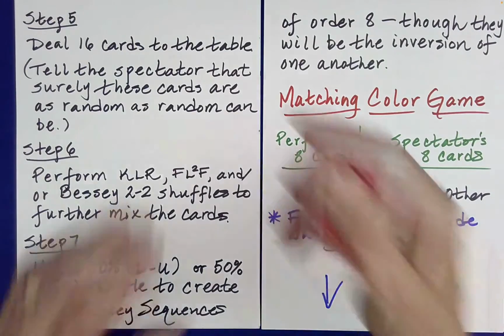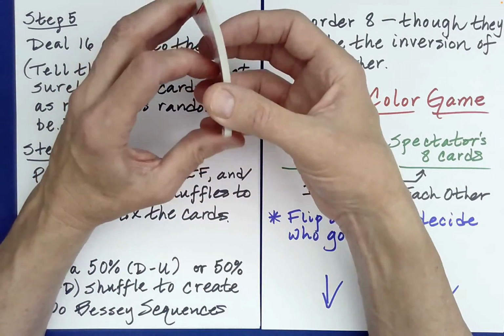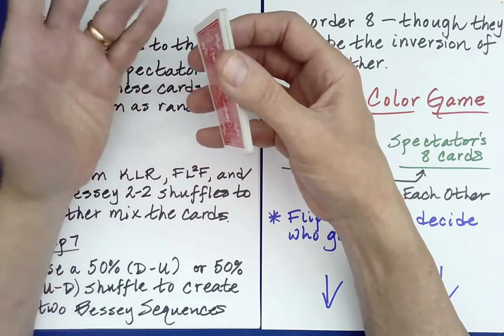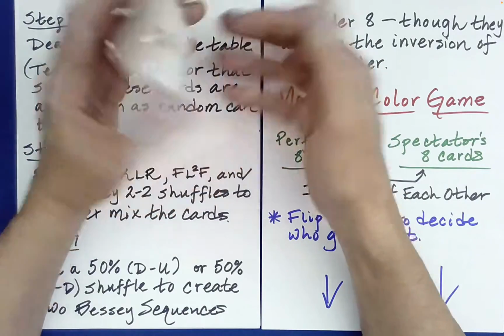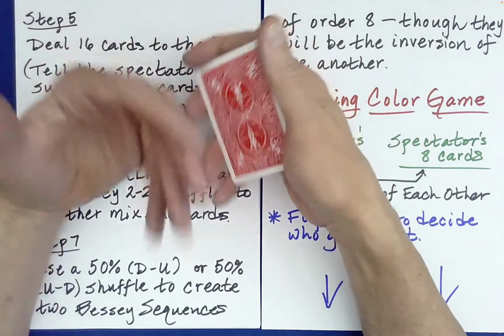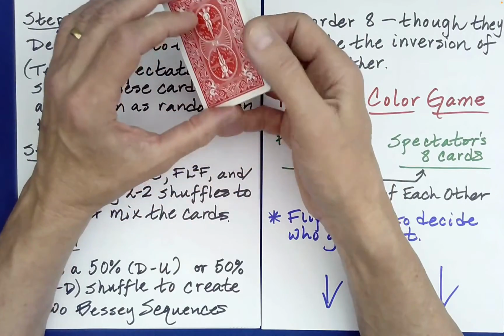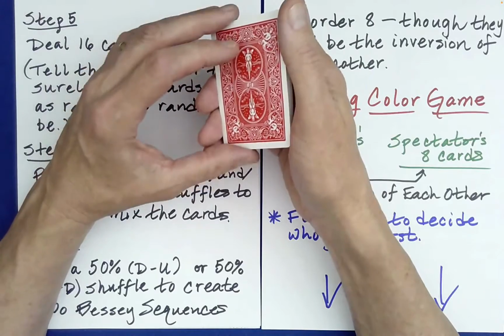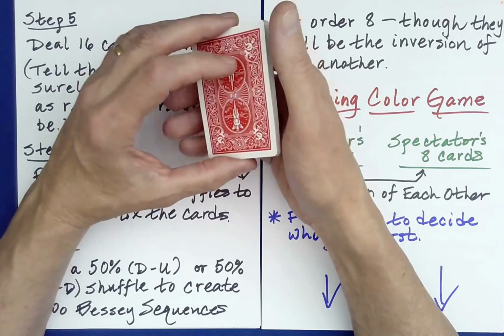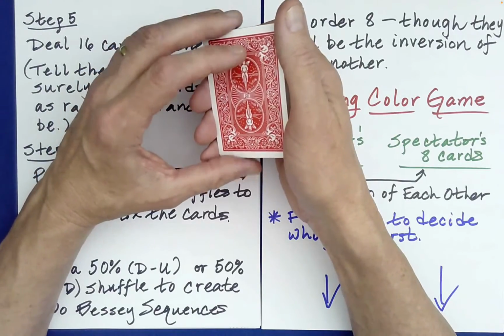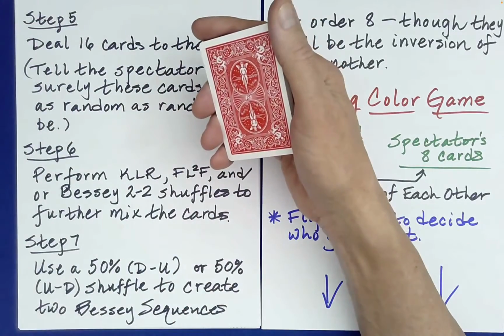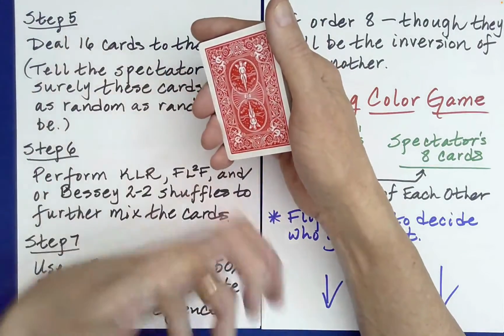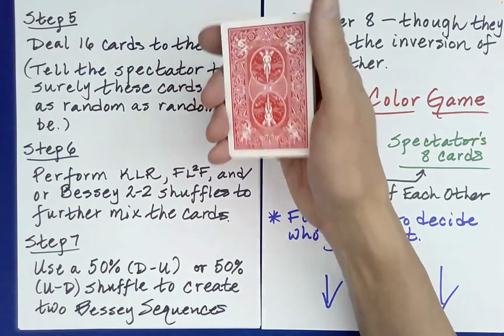So a 50% down under, you just perform the down under shuffle, but you do it for half the cards, and you explain to the spectator that we need two packets of 8 cards each, and a clever way to do it is to further mix the cards as we actually create our piles. Instead of just taking the top 8 for you and the bottom 8 for me, why don't we really mix up who's getting which cards, okay?